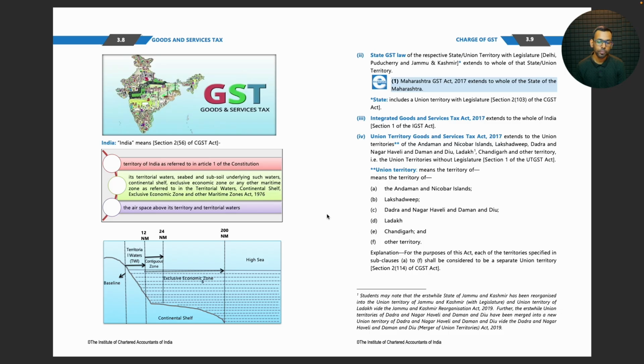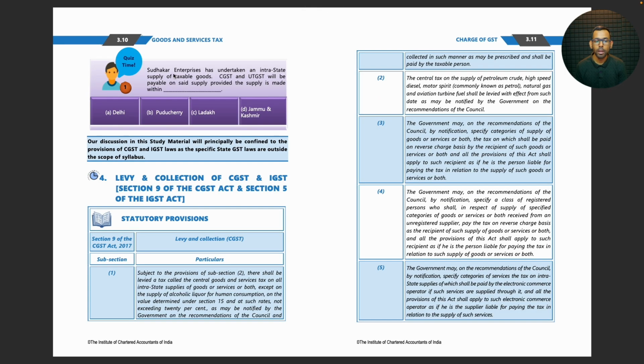Next, Sudhakar Enterprises has undertaken an intrastate supply of taxable goods. CGST and UTGST will be paid on the said supply provided the supply is made within Delhi. SGST will come. Puducherry, SGST will come. Ladakh, no legislature, so UTGST will come. Jammu and Kashmir, yes, there is legislature, so SGST will come.